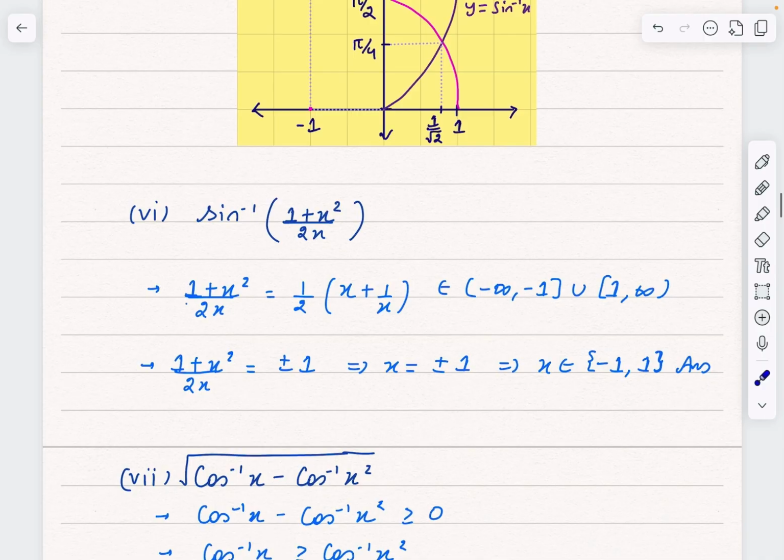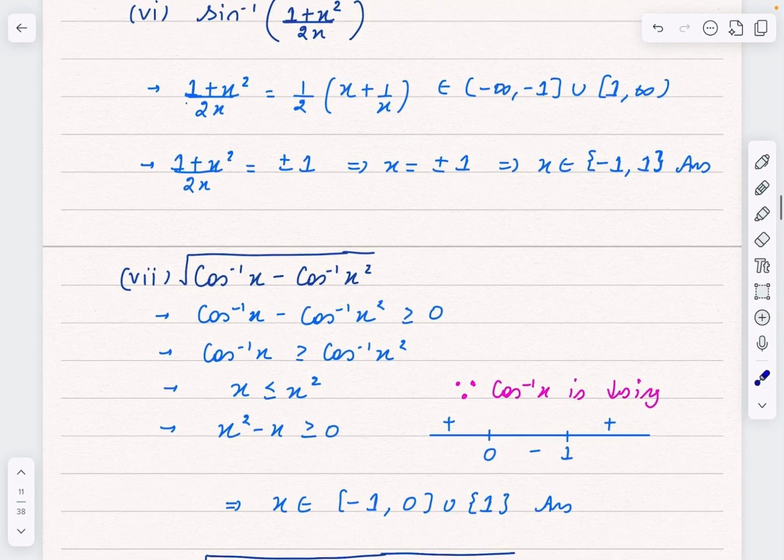Next one. The thing inside the square root again has to be greater than or equal to 0. So cos inverse x minus cos inverse x square is greater than or equal to 0. So cos inverse x should be greater than or equal to cos inverse x square. And again, if I cancel out cos inverse, the inequality will change because cos inverse x is a decreasing function. So we get x square minus x greater than or equal to 0.